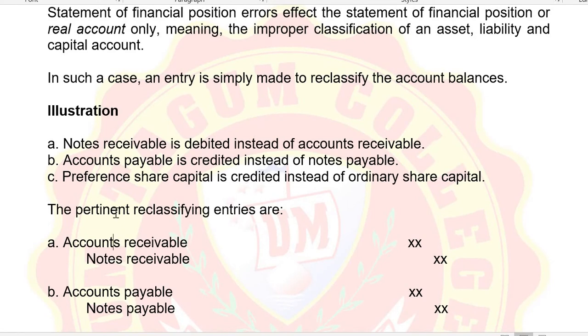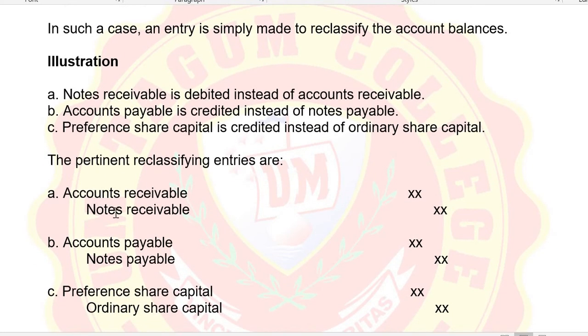I-reclassify mo lang yung tama na account. So, say for example, yung notes receivable is debited instead of accounts receivable. So, i-credit mo lang yung notes receivable, then debit yung accounts receivable. Yung accounts payable naman is credited instead of notes payable. Of course, you'll debit lang accounts payable, credit notes payable to correct the entry. And then, preference share capital is credited instead of ordinary share capital. Of course, you need to debit lang preference share capital, then credit yung tama na dapat i-credit mo upon entry. Okay? So again, sa statement of financial position errors, you need to reclassify lang the account balances.